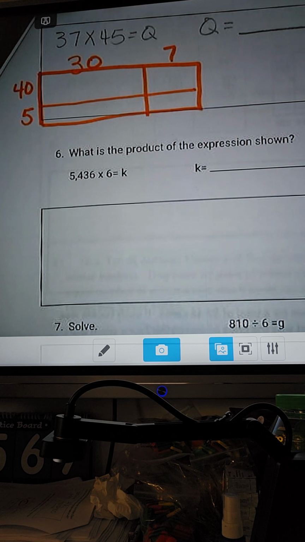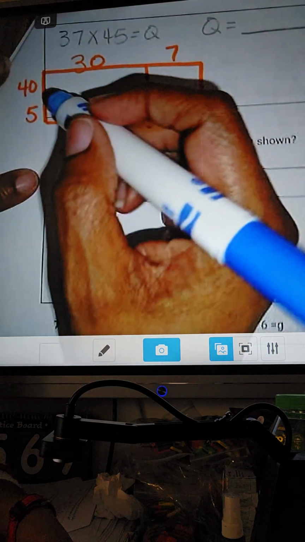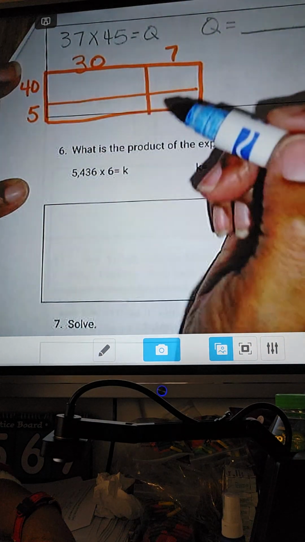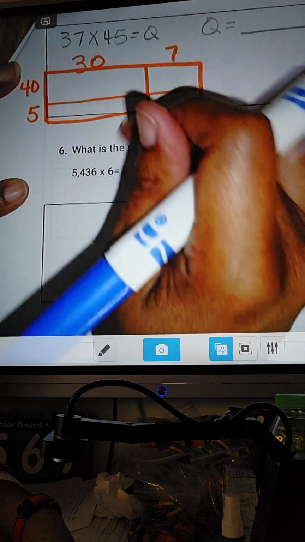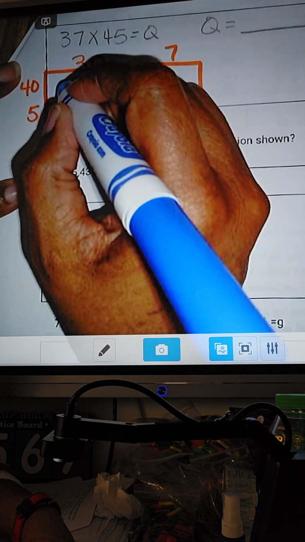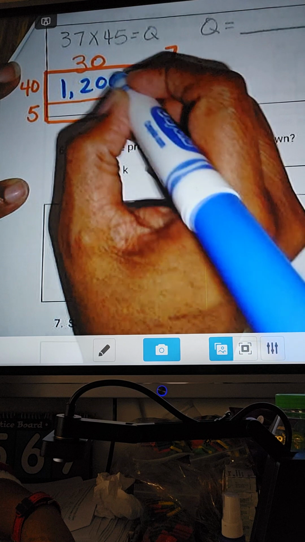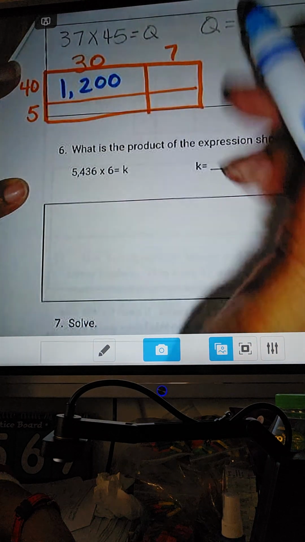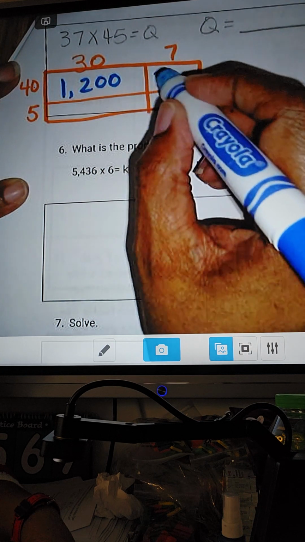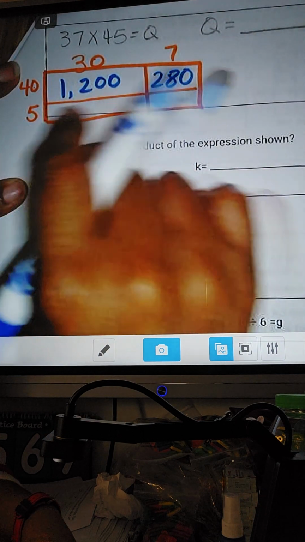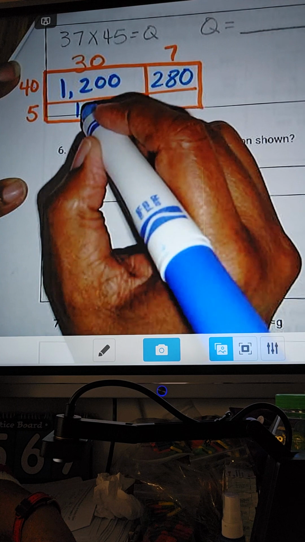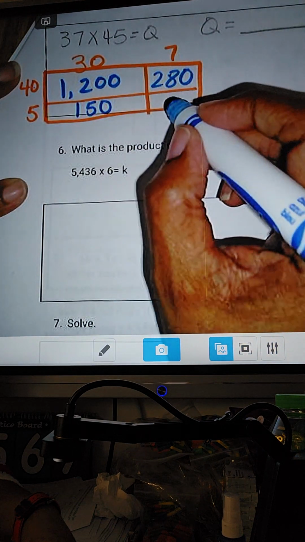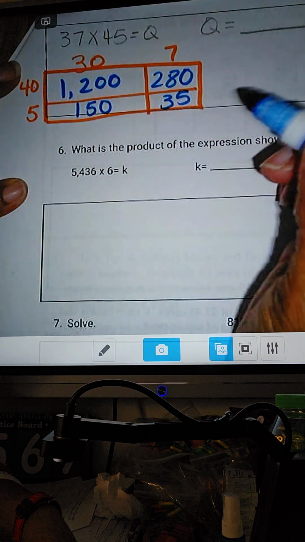All right, so let's take a look. 30 times 40. What do you have? Y'all should have already been working on it, not waiting on me. Work through the problems yourself. Use your brain power. All right, and then 40 times 7. 5 times 30. And then 5 times 7. Add it together.